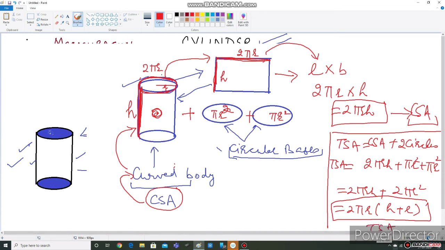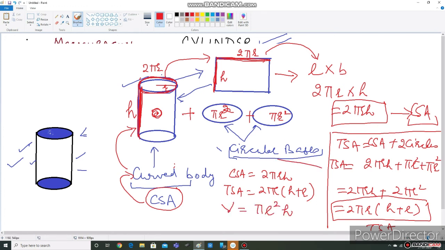So this is all about the areas of cylinder. Two types of area: curved surface area, the formula is 2 pi r h. Remember always. And total surface area is 2 pi r into h plus r. One more formula without derivation. I am telling you the volume of the cylinder. Always remember it is pi r square h. These three formulas, nothing more.